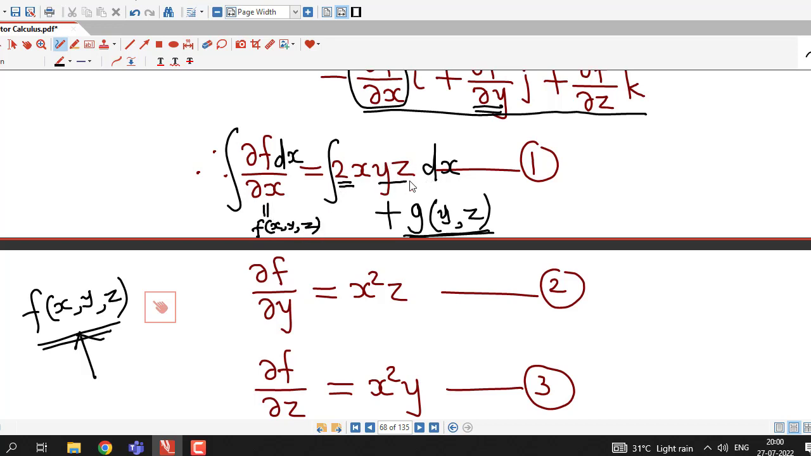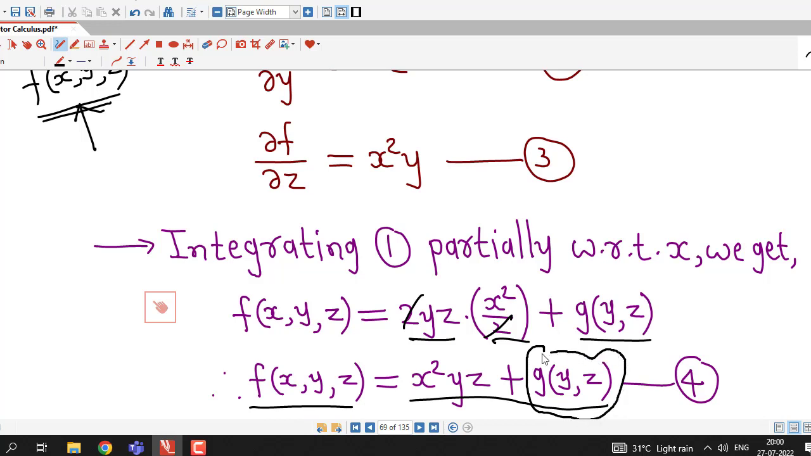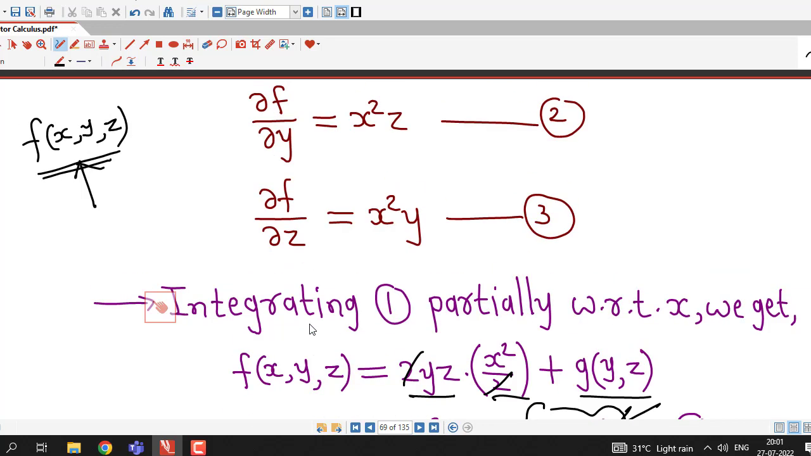We will consider 2yz as constant, and integral of x is x square by 2. So that I have written here 2yz x square by 2 plus g of yz. These two will cancel out, and we will obtain f of xyz equal to x square yz plus arbitrary function of y and z. Now this is not complete information about potential function. We don't know what is this function.